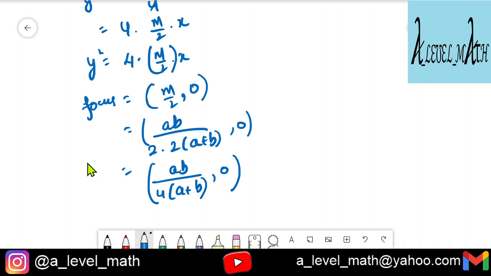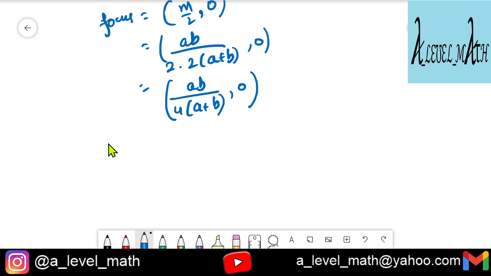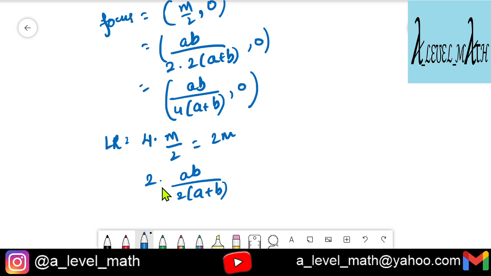And remember, what is the length of the latus rectum? The length of the latus rectum is equal to 4 times A. Instead of a, I have m by 2, so it is actually 2m. So the length of latus rectum is equal to 2 times, what was m? M was AB by 2 times A plus B. 2 and 2 cancels out. So AB by A plus B is the length of the latus rectum, and we are done.